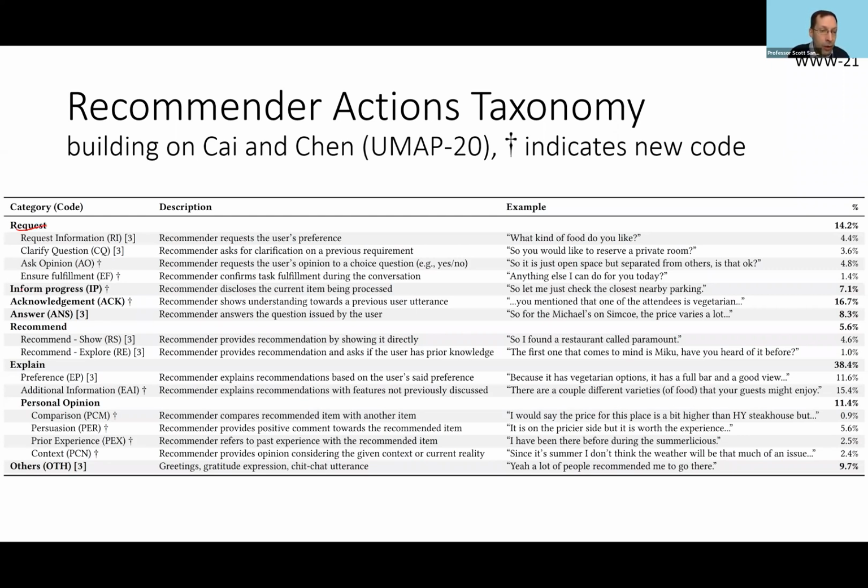There's requests, it's all informing progress. If your system is ever going to delay, it should tell you, "Give me a few seconds to search," right? Otherwise, you're like, "Are you still there?" Acknowledgement on both ends is still important, answering questions, making recommendations, explaining. In fact, we're going to find explanation is at some point the bulk of the conversation. It serves many purposes, as I already pointed out.